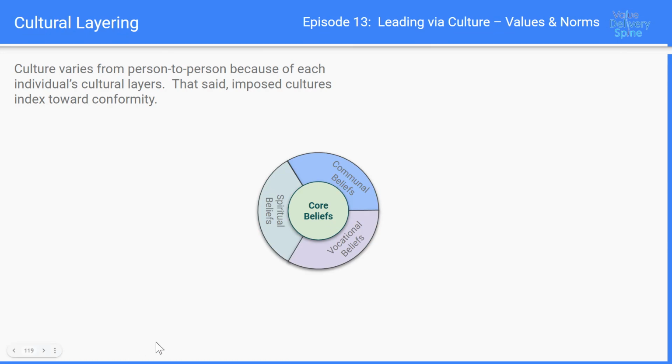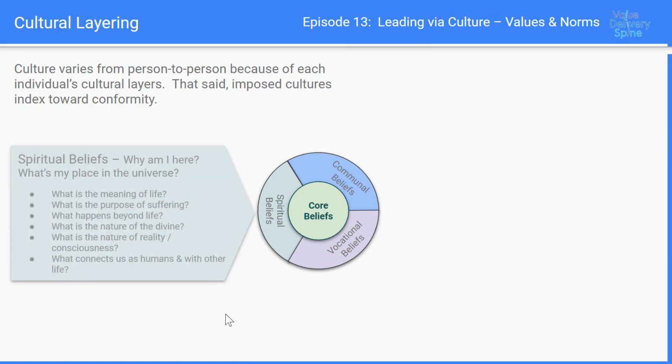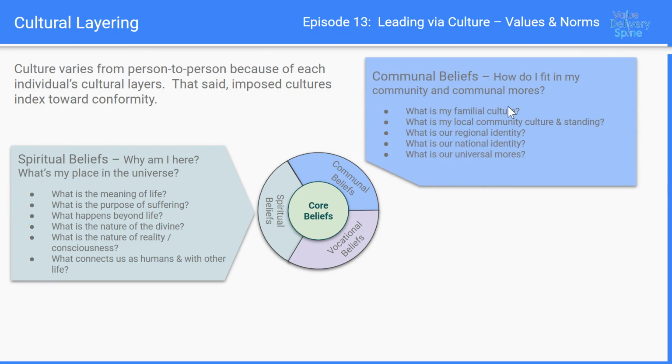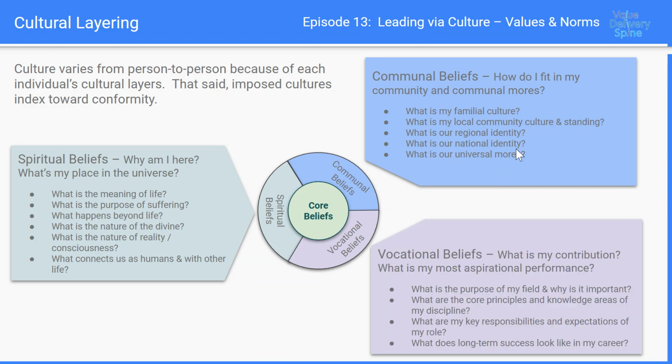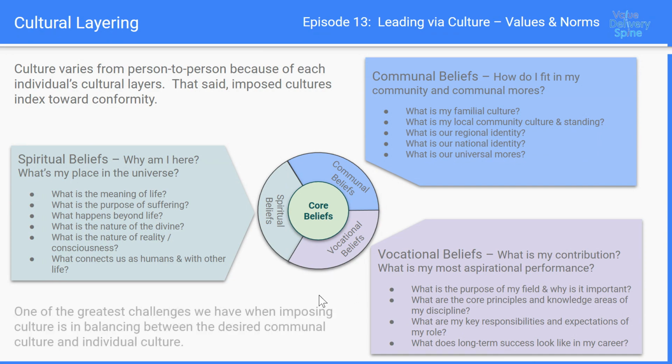Each person has several layers of beliefs, including their spiritual beliefs for why they're here and what their place is in the universe. For communal beliefs, how I fit in my community and what's important to that community. And vocational beliefs, what makes me good at my particular vocation, and what are the important aspects of that vocation in order to be able to be effective in doing that.